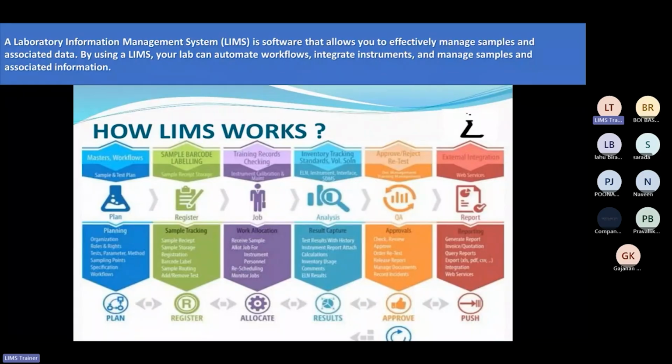Then the training record or the job allocation, work allocation happens, like who is going to work with that particular software, or what type of credentials he is going to have. For example, he is an analyst, a reviewer, a second reviewer, or an approver. Different allocations will be there, and they will be provided the credentials for the software. Then comes the inventory.